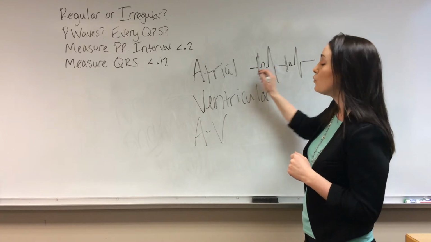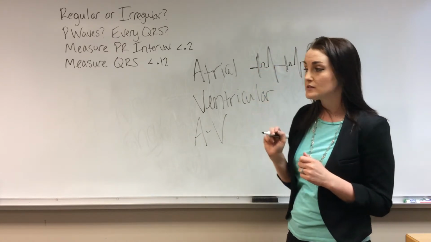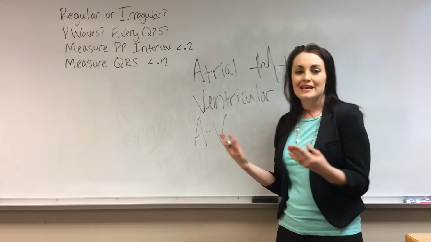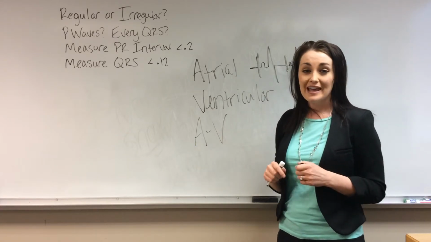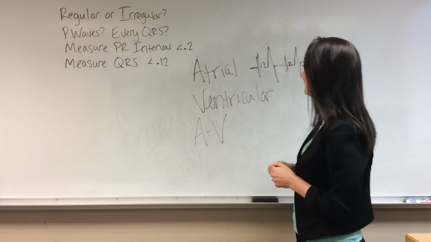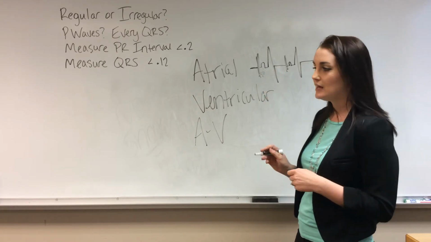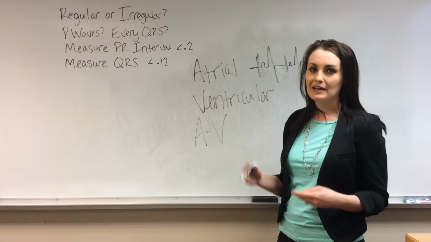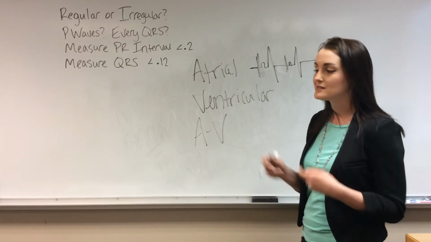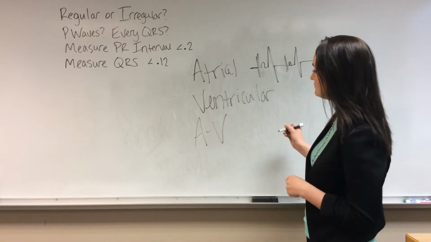With atrial, it's only pacing the atria. So it's essentially taking over for the SA node. It tells the atria, hey, it's time to contract, and the atria does, and we get a nice atrial depolarization with the P wave, and then it follows the normal conduction pathway, and we have a QRS and it starts over again.